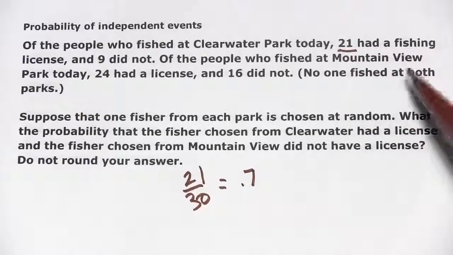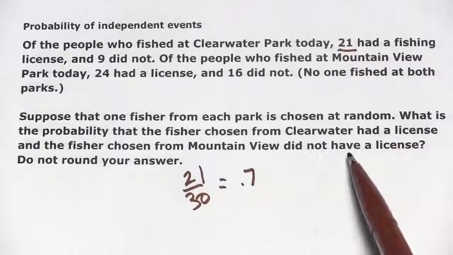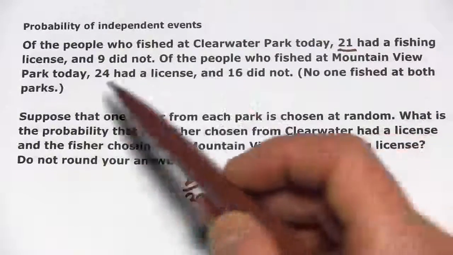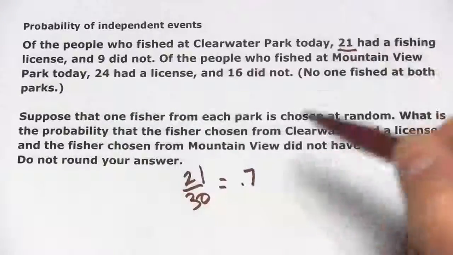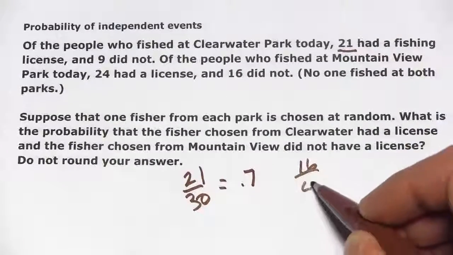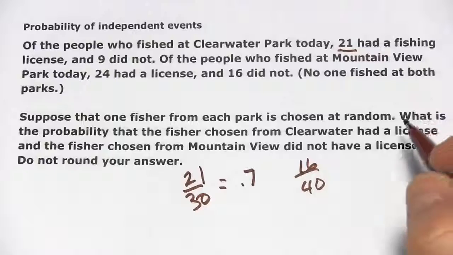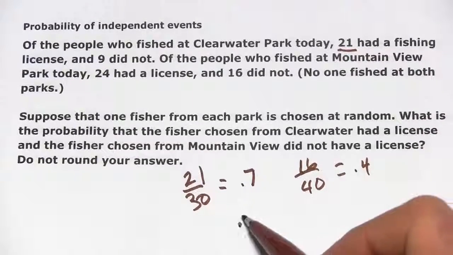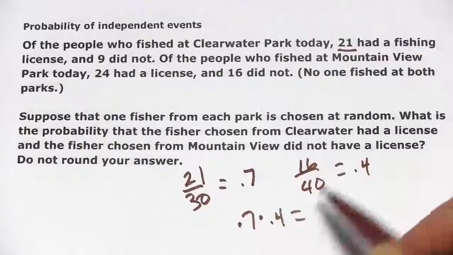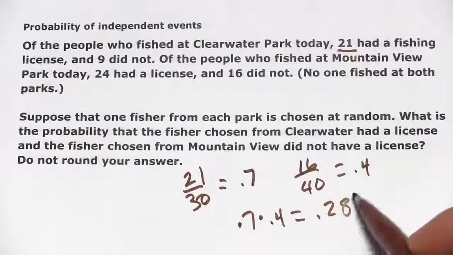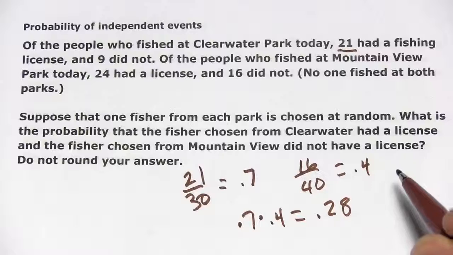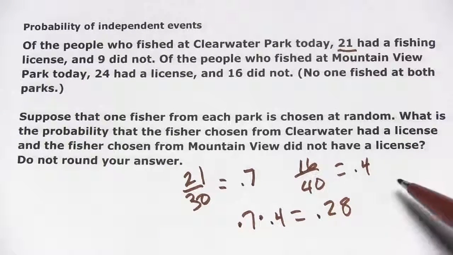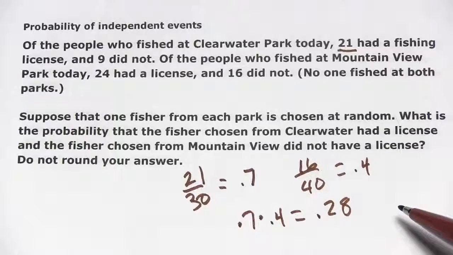And then at Mountain View, well, on this one, we want the person from Mountain View to not have a license. 16 did not. The total there is 40, so that's 16 out of 40, and that is 0.4. And now we just multiply 0.7 times 0.4, and that's going to be 0.28. So that is the probability that if you choose two people at random out of this group, the one from Clearwater has a license and the one from Mountain View does not.